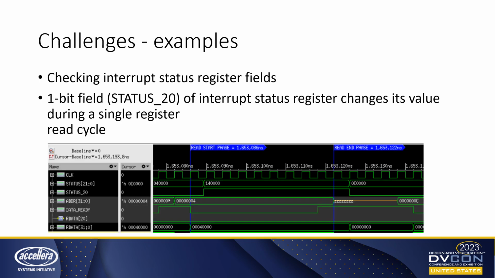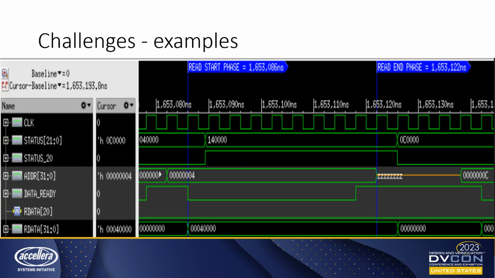This example shows similar issue. Here we have one status field, 1 bit wide, as a part of interrupt status register. It changes value during read cycle, while other statuses stay unchanged. And again, there will be false mismatch. So, issue caused by register value change in relation to read transaction should be clear by now.